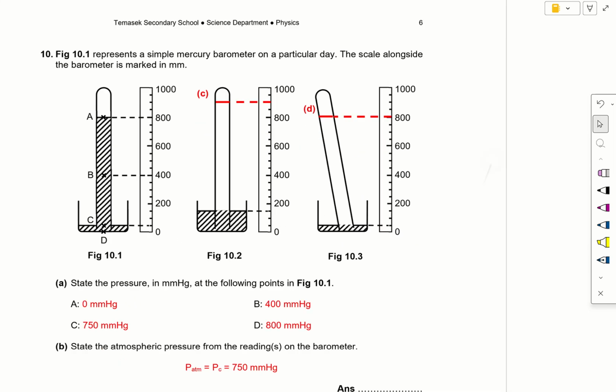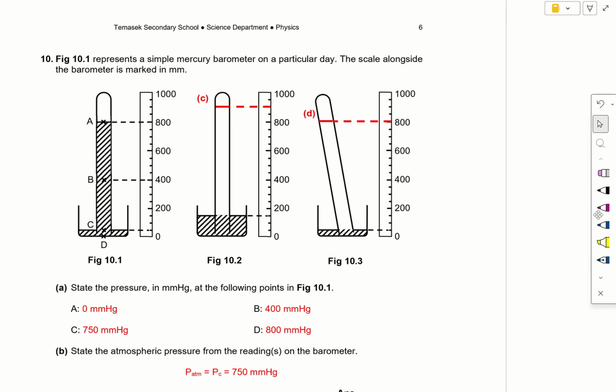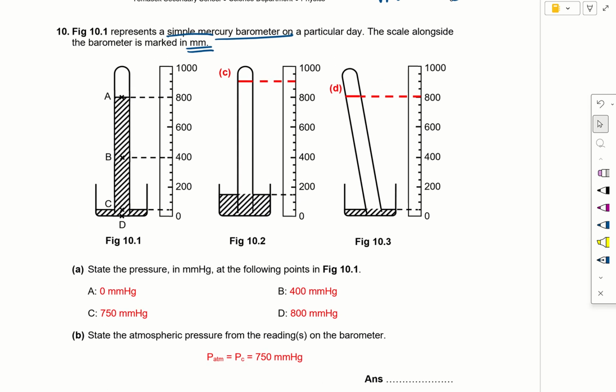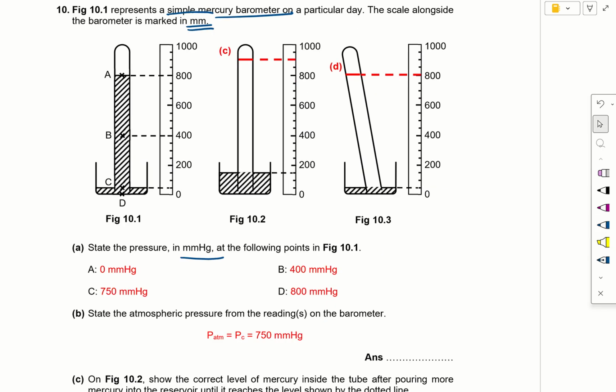Figure 10.1 represents a simple mercury barometer, right? Barometer. The other one is manometer. They are different. A barometer will measure atmospheric pressure. The scale alongside the barometer is marked in mm. Take note, not SI unit, so maybe we need to convert. Now state the pressure in mmHg at the following points in figure 10.1. So in 10.1 we have A, B, C, and D.